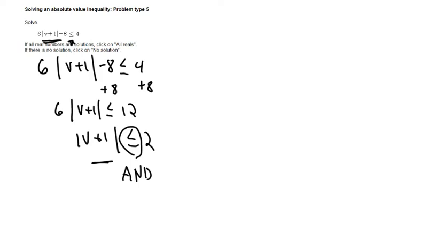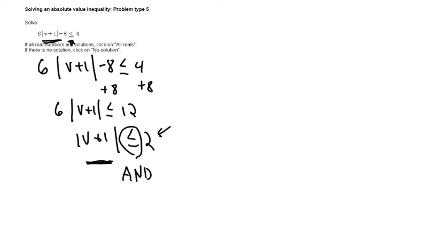Now, just as an aside, if this number here happens to be negative, then we know that it would have no solution, because it's impossible for this absolute value, which is going to be positive or possibly 0, to be less than a negative number.